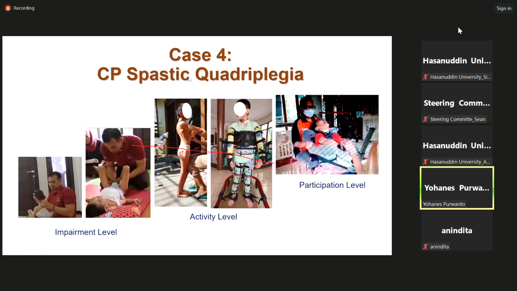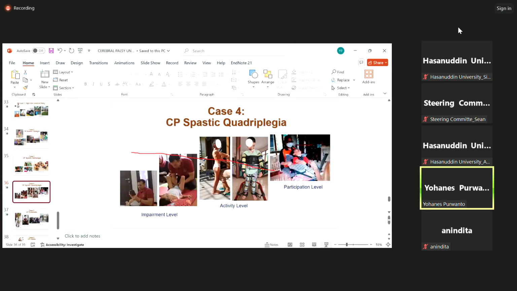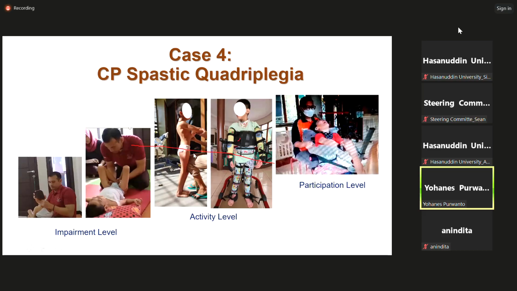Case number 4 is cerebral palsy spastic quadriplegia. I found this child in the community services with the problem of hypertonia in the neck and trunk and subluxation in the hip. And finally, we started to train also with family intervention. We see here very good alignment, no contracture, no hip dislocation, no postural problem.